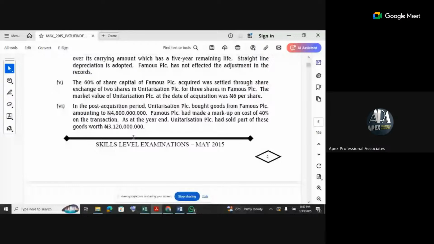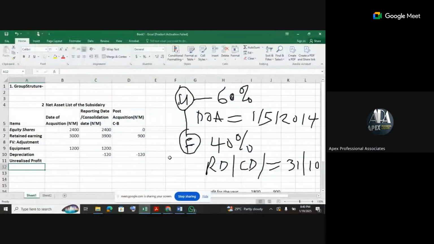So if you are saying that in the post-acquisition, you bought goods from Famous of this amount, Famous had made a markup on the cost of 40% on the transaction at the year end. You had sold part of these goods worth this amount. So what is the unrealized profit? It will be the difference between this amount and this amount, then the markup. So we're going to do the markup of that unrealized profit.